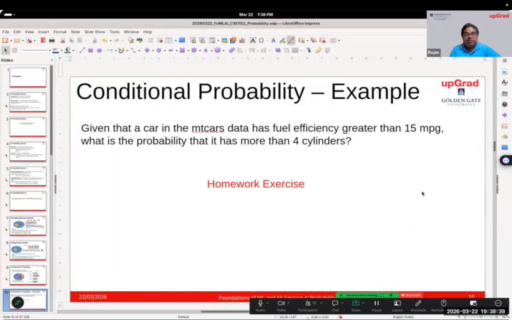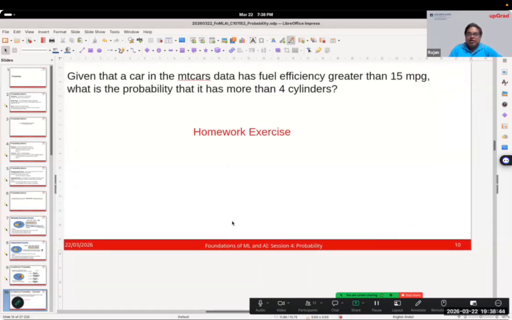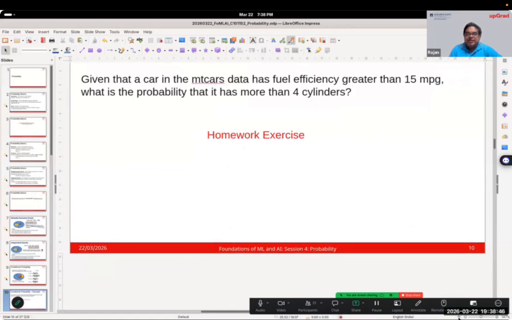Let's take a much more meaningful exercise. What do I mean by that?